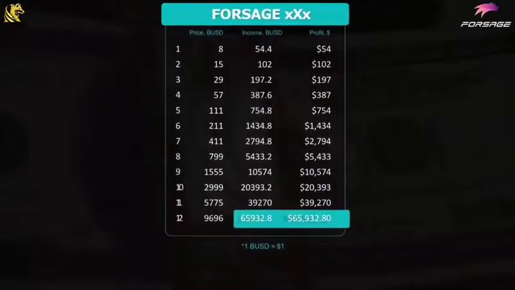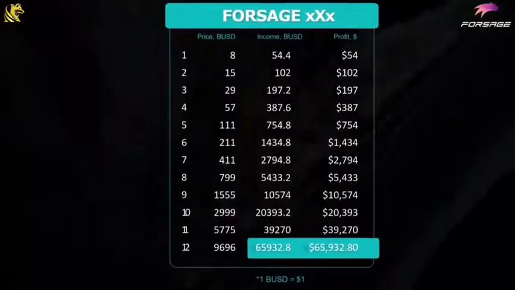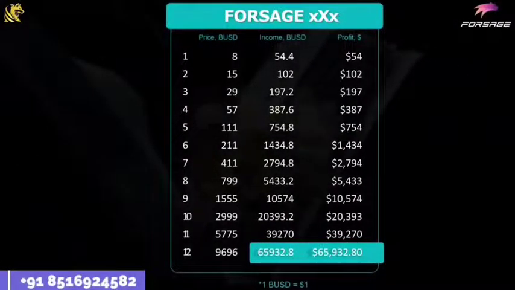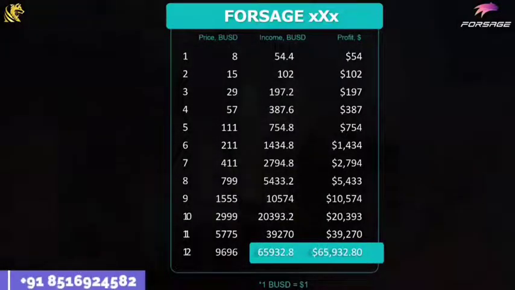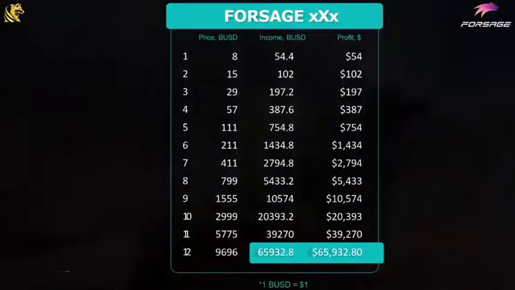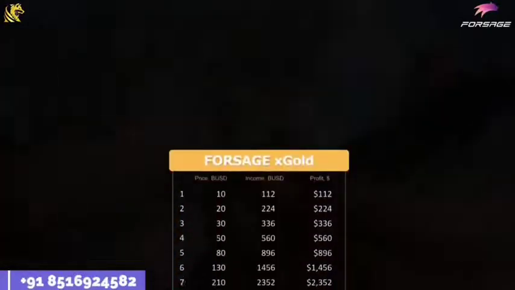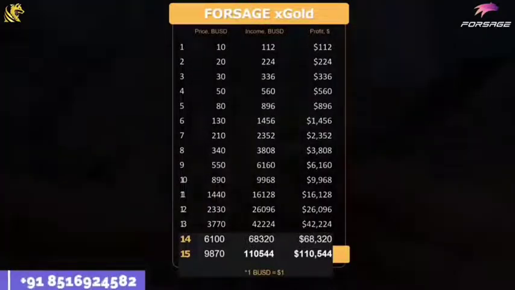Here, if you buy a slot of 8 USD, you get income of 54.4 USD, which is similar to $54. Similarly, the next one is the 15 USD slot. It offers you income of $102. So the total income from all the slots in one cycle is $65,932. Now if we talk about Forsage X Gold, the income here is more than 10 times.